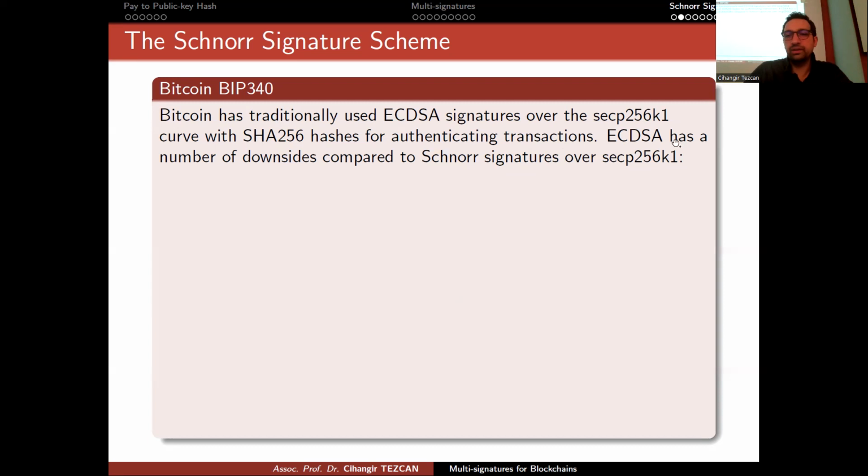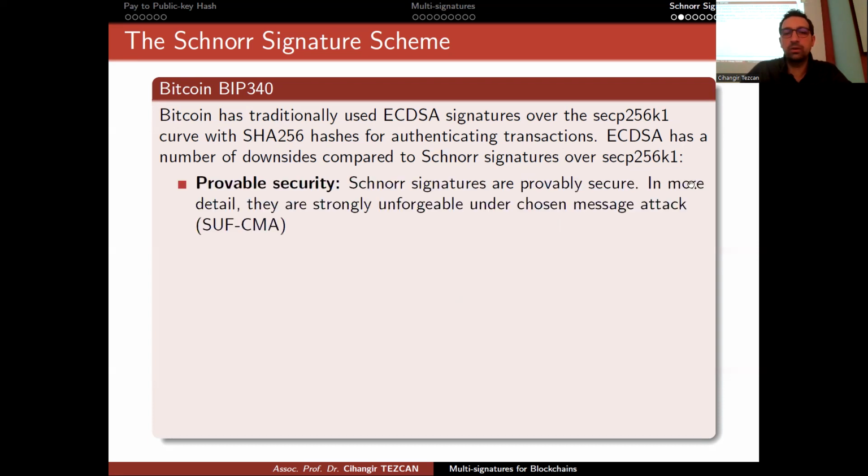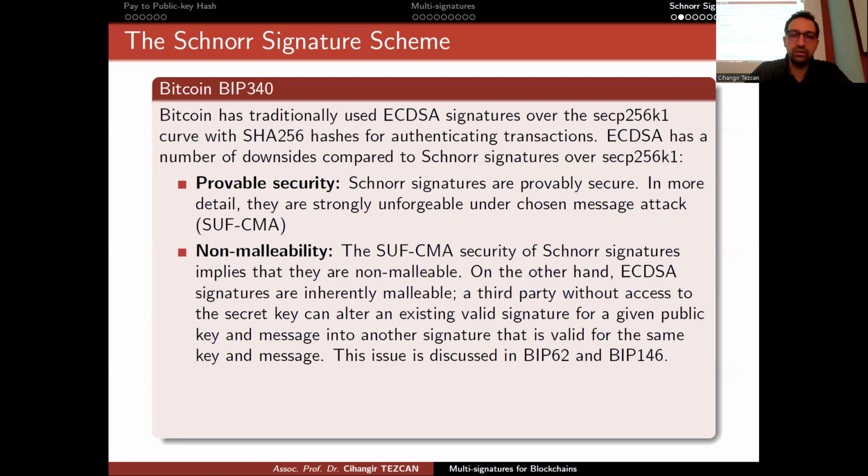So the elliptic curve digital signature algorithm has a number of downsides compared to Schnorr signatures over this elliptic curve. First one is provable security. Schnorr signatures are provably secure. In more detail, they are strongly unforgeable under chosen message attack. This is shortened as SUF-CMA. So there's an extra security in Schnorr signatures compared to the elliptic curve digital signature algorithm.